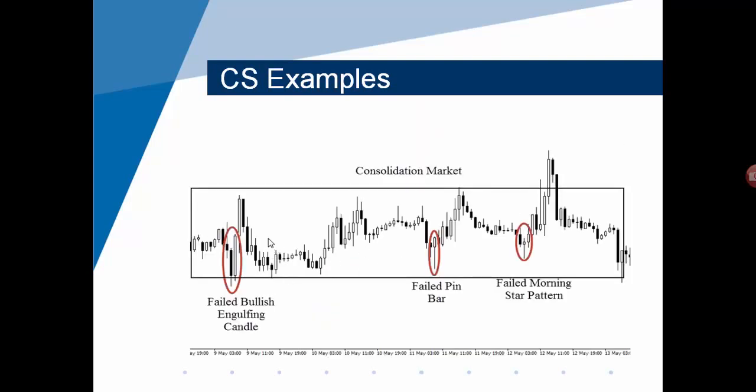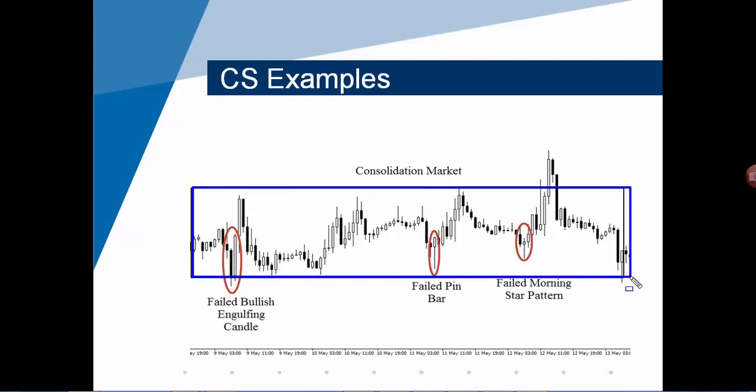Now, here we see a consolidation area. So here we see the market going sideways. It's not going up, it's not going down, it's just simply going sideways. Now here we see a few failed patterns. We see a failed bullish engulfing. Market rallied up, came back down to support. Over here, we had a failed pin bar, and here we had a failed Morningstar. Why? Because we're in consolidation phase.